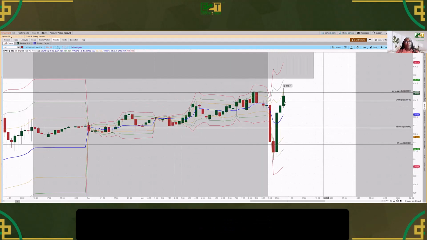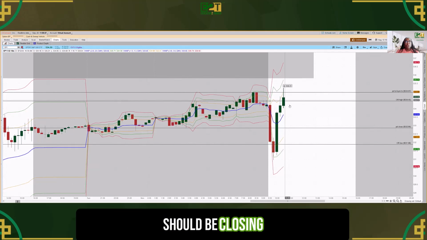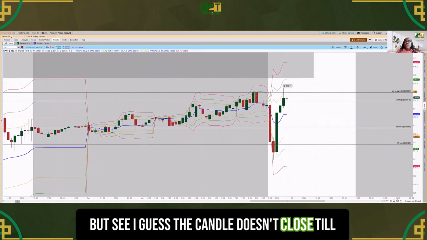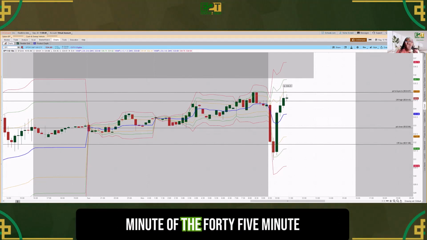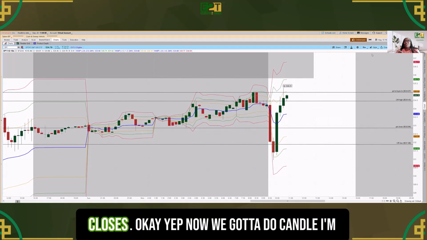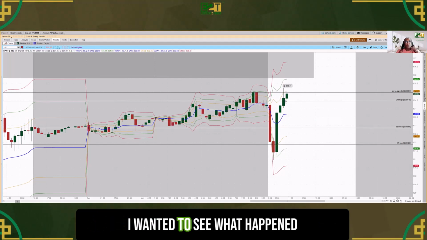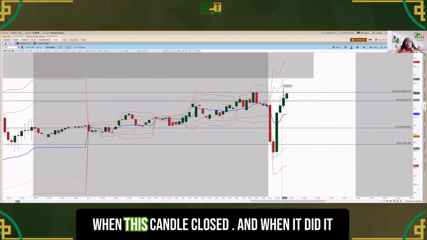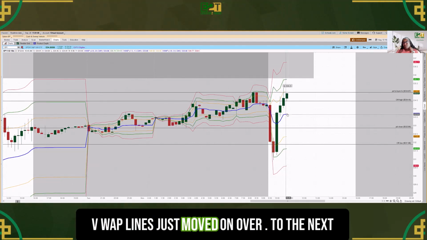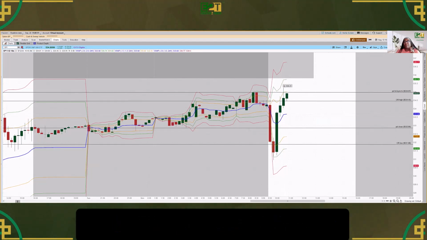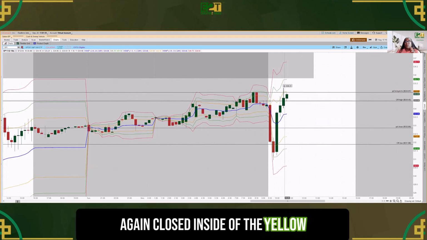Okay, so this candle should be closing. I guess the candle doesn't close till the minute of the 45-minute closes. Okay, yep, now we got a new candle. I'm going to pause it. I wanted to see what happened when this candle closed. And when it did, the VWAP lines just moved on over to the next candle that started doing its thing. Again, closed inside of the yellow.